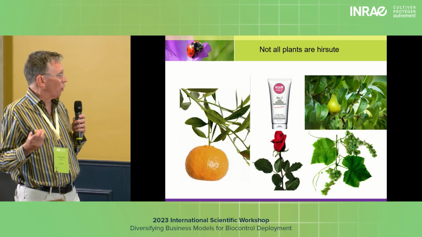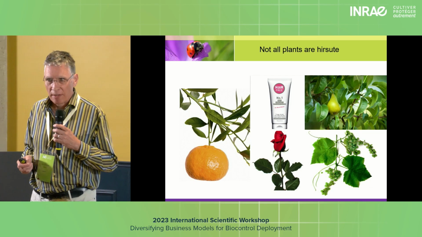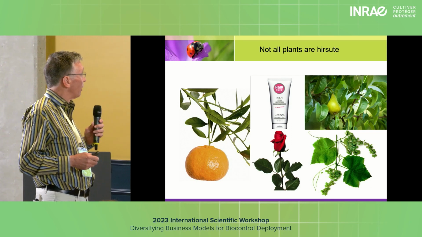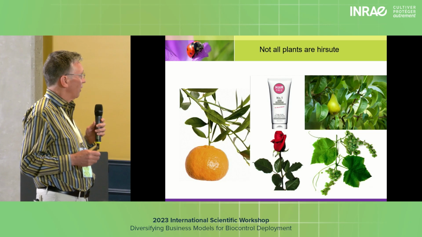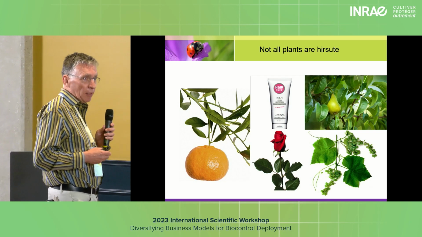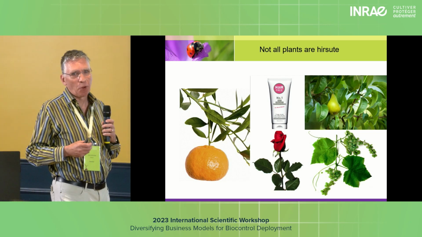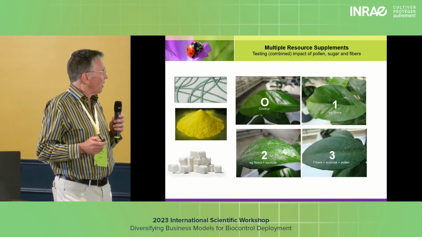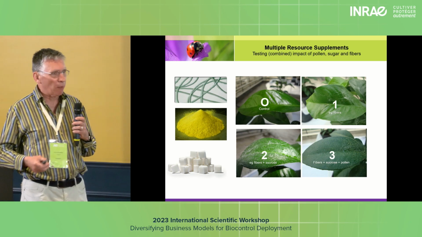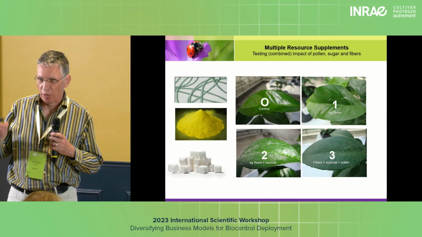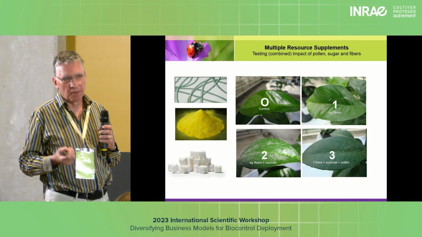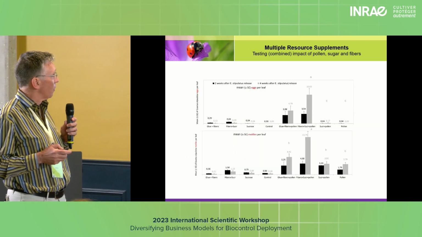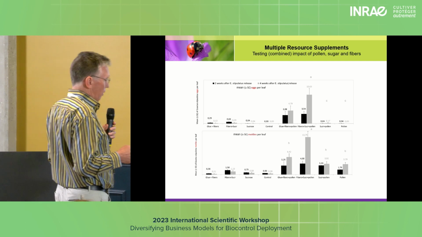Well, there's an issue that not all crops have these hairs, so a number of important crops are actually hairless, and in those cases you can stimulate biocontrol by providing these hairs artificially. So here we have done some trials where we applied different combinations, sugar, pollen, fibers, and then looked at the impact on predatory mite levels.